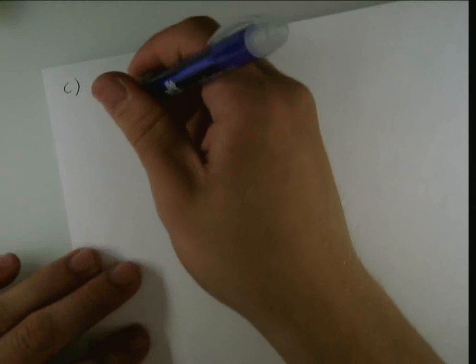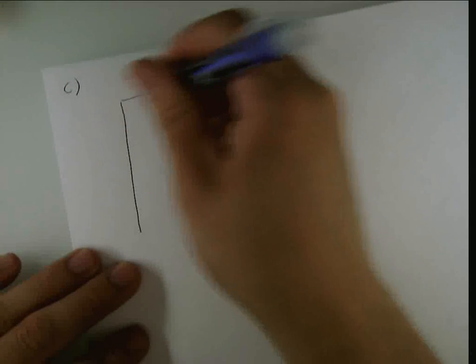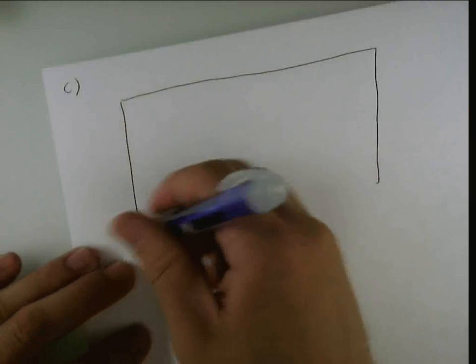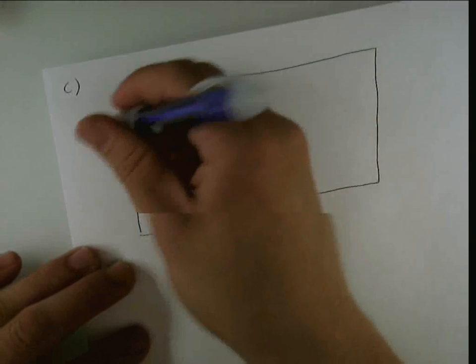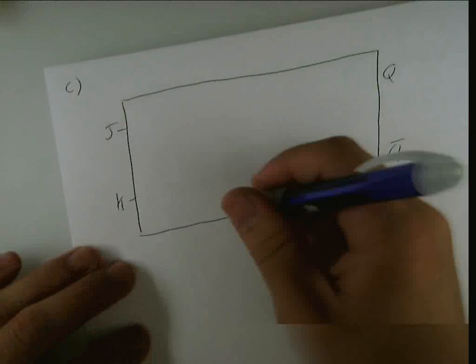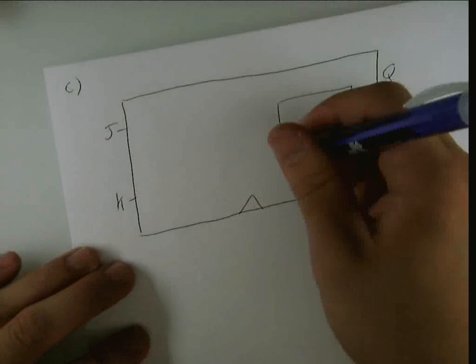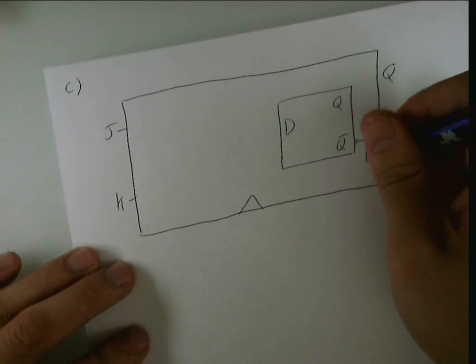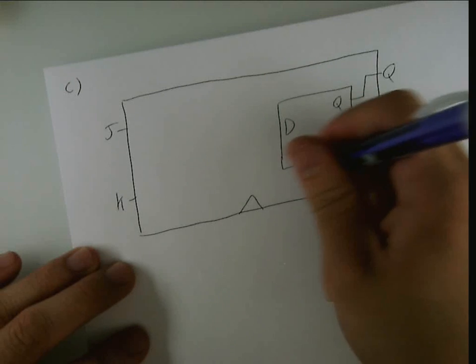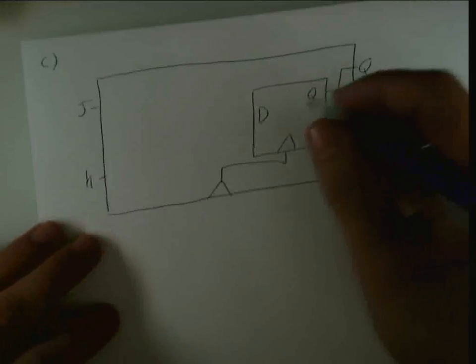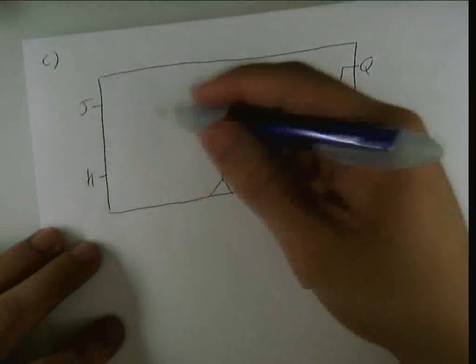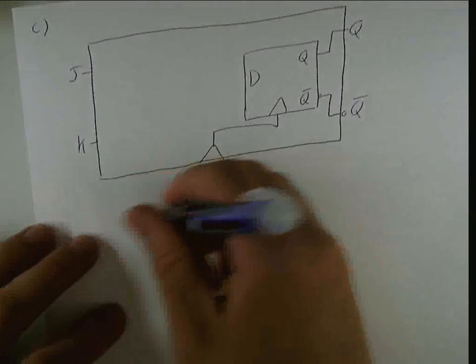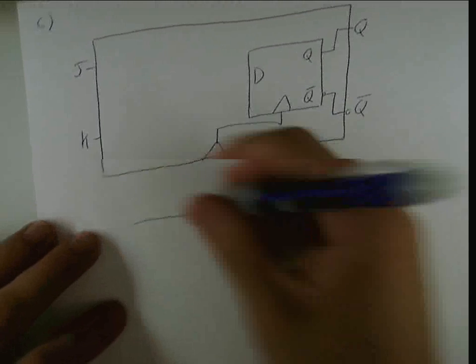So for C, we want to build a JK using only a D. So start the exact same way as I've always. Show where I'm going. So I've got J, K, so I want to build Q, Q bar, the clock, and again I'm going to put my D flip-flop in. Q, Q bar. So I've got all that connected, and now I just need to figure out how, with these JKs, my next state and excitation tables are related.